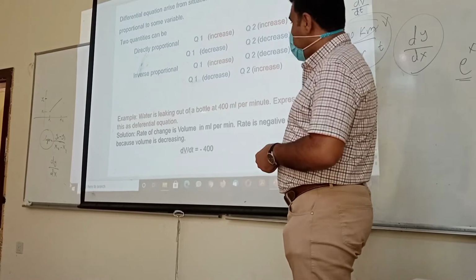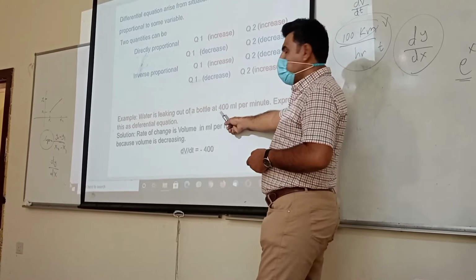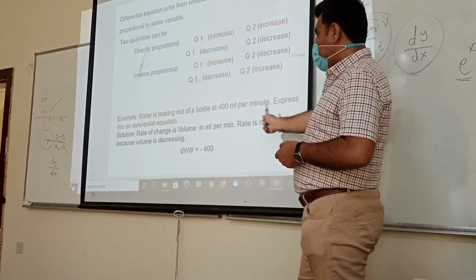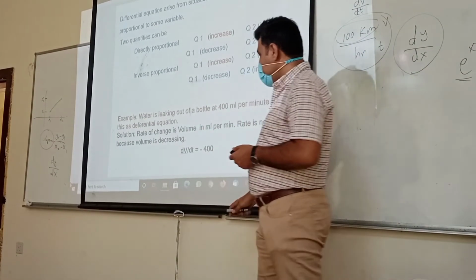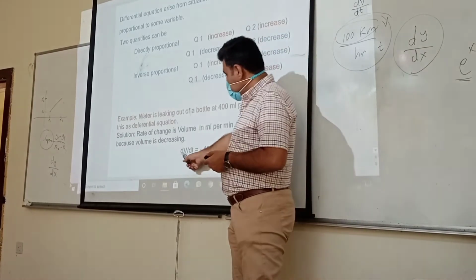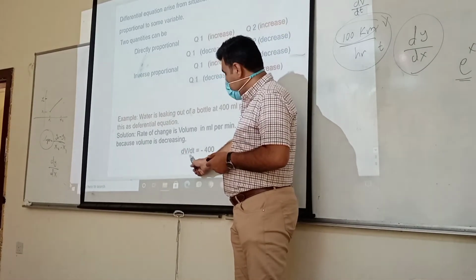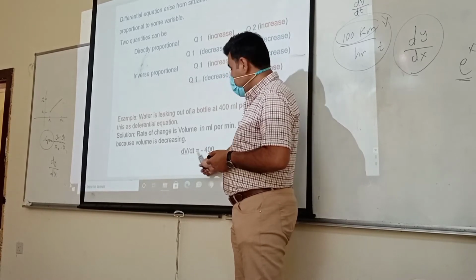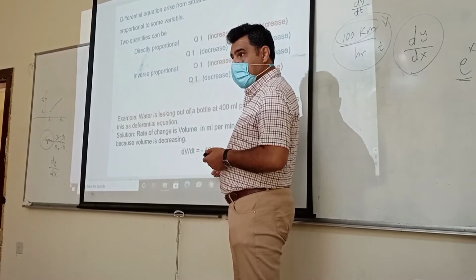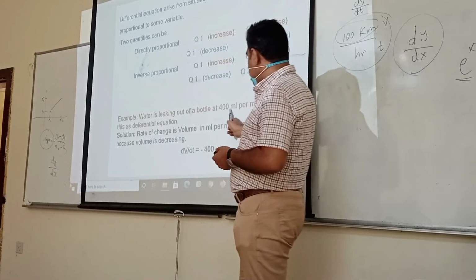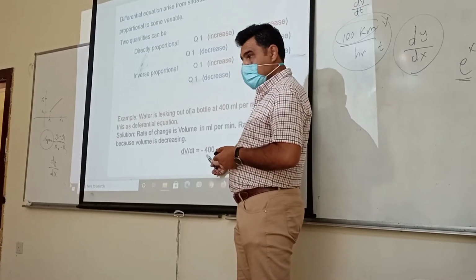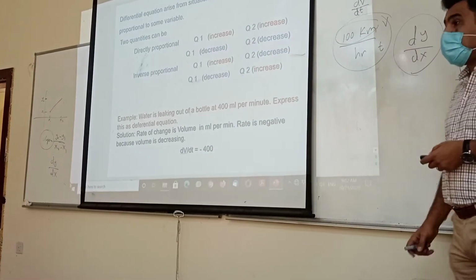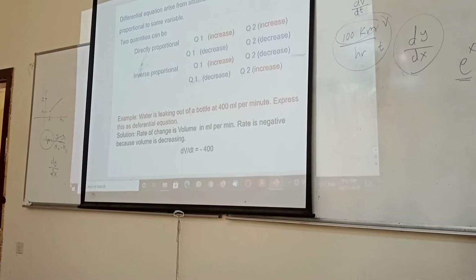For example, an example of this. Water is leaking out of a bottle at 400 milliliter per minute. Express this differential equation. You see, changes in the volume over changes in the time is minus 400 milliliter. Because it's leaking, so the quantity shown as a minus. The change shown as a minus.